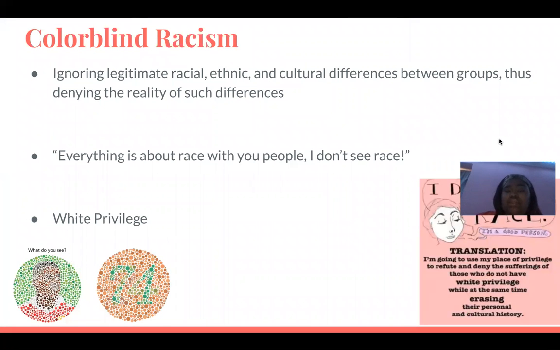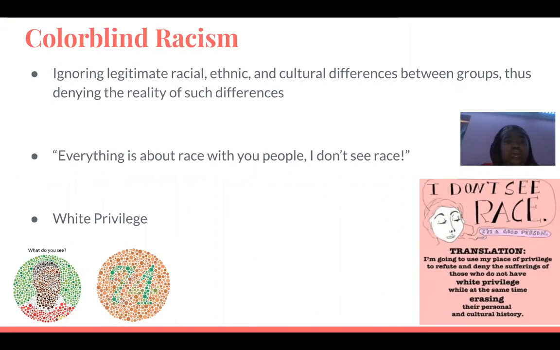So, my first concept is colorblind racism. Colorblind racism is ignoring legitimate racial, ethnic, and cultural differences between groups, thus denying the reality of such differences. Basically, this goes into depth about how it's a privilege to not be able to see race or not acknowledge race and stuff like that. And this picture on the side goes into depth about this.